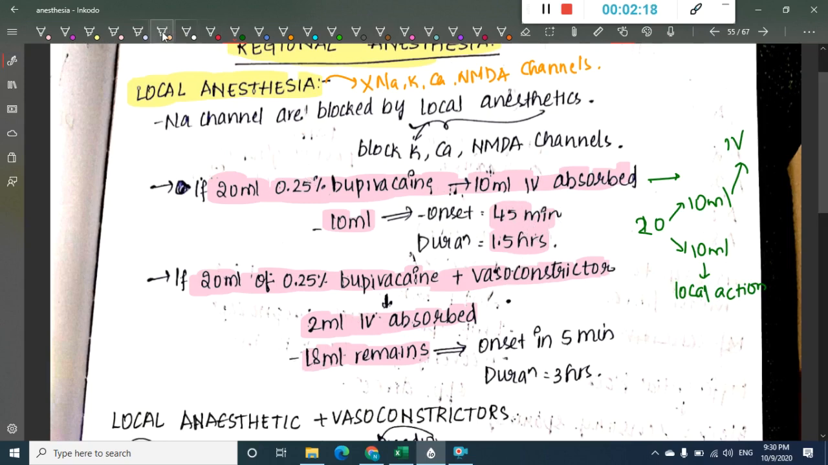Here, because 18 ml is a lot more when compared to 10 ml, it's almost double, as a result the onset occurs in 5 minutes. The onset of this drug is within 5 minutes and the duration of action is 3 hours.